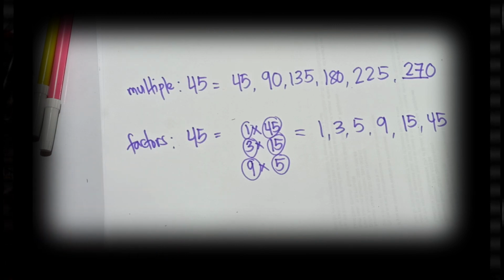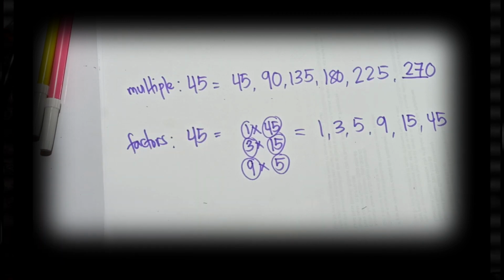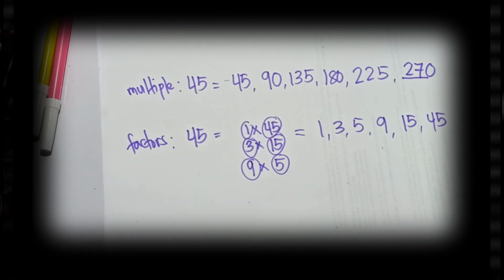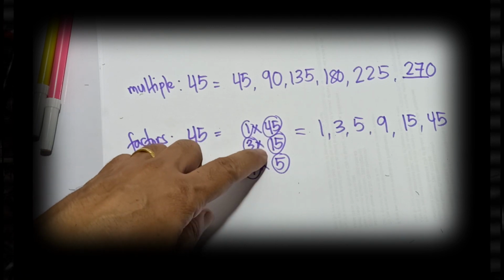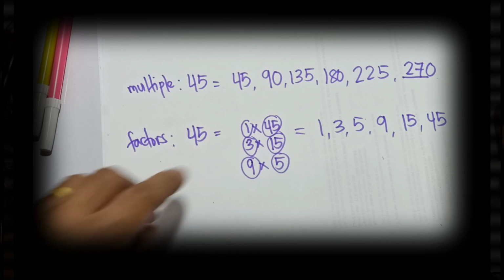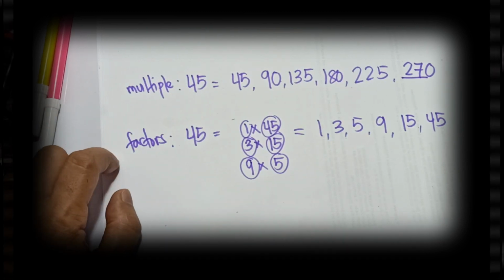So that's the difference of multiples and factors. When you find the multiple, the numbers can be divided by another number a certain number of times without a remainder, while the factor is one of two or more numbers that divides a given number without a remainder. Okay, so let's take more examples.